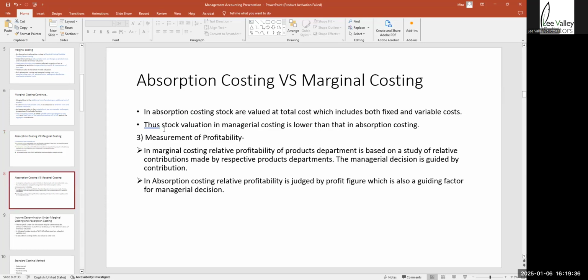In absorption costing, stocks are valued at total cost, which includes both fixed and variable cost. The stock valuation in marginal costing is lower than in absorption costing. Measurement of profitability. In marginal costing, relative profitability of product or department is based on a study of relative contributions made by the respective product or department. The marginal decision is guided by contribution.